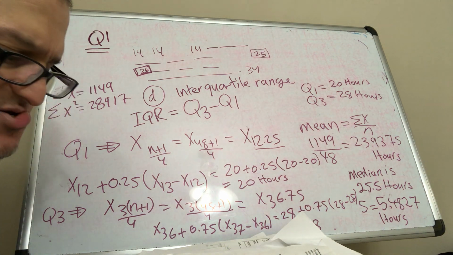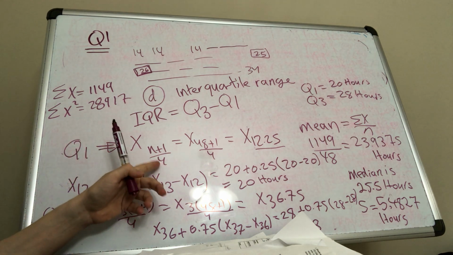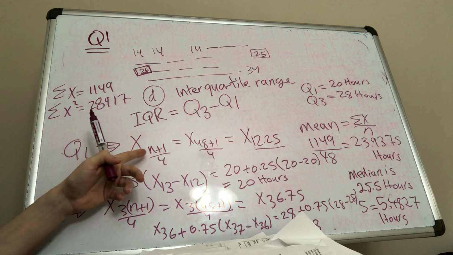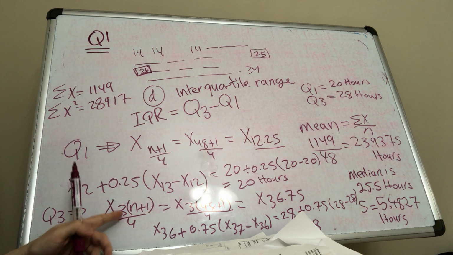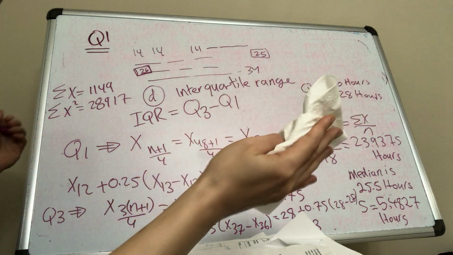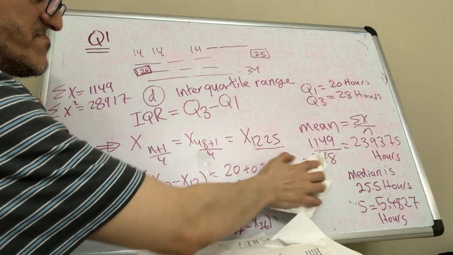So I want you to double check her notes. See if she's doing it this way, the n plus 1, or just n over 4. So is it n over 4 or n plus 1 over 4? Is it 3n over 4 or 3n plus 1 over 4? So double check to make sure that you do it the way she's doing it this semester.